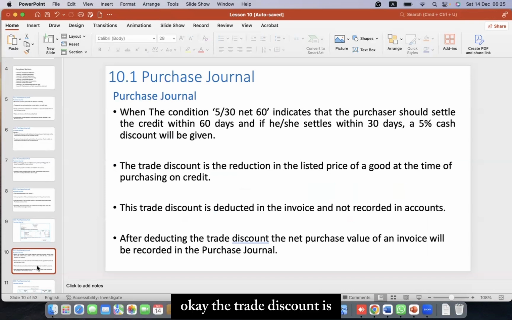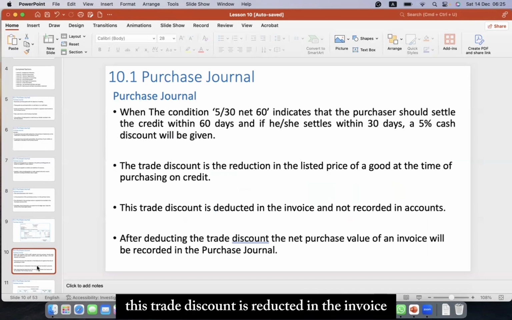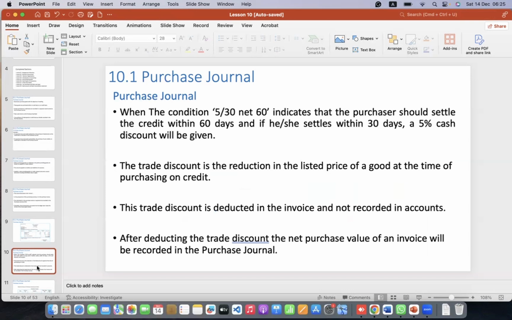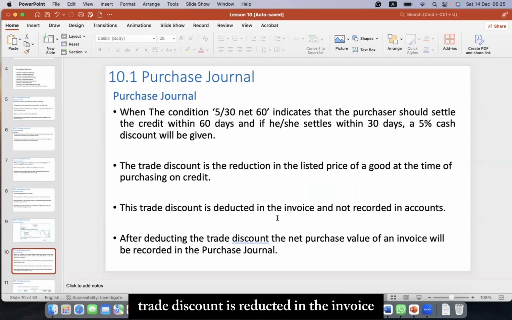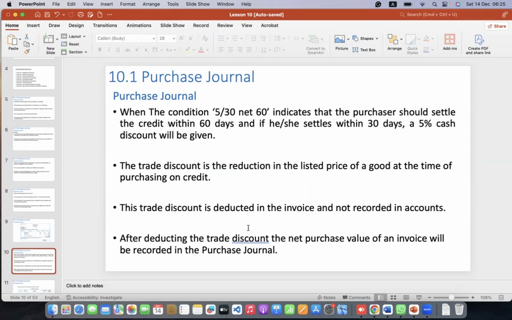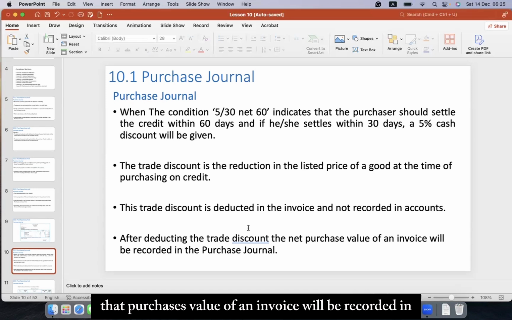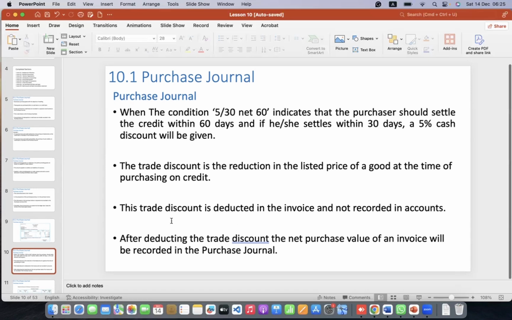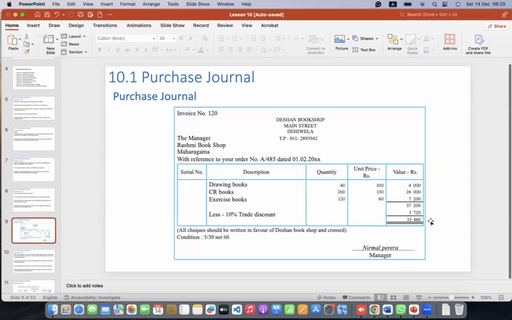The trade discount is the reduction in the listed price of the goods at the time of purchase on credit. This trade discount is deducted in the invoice and not recorded in the accounts. This is important. Then after deducting the trade discount, the net purchases value of an invoice will be recorded in the purchase journal. That is, the value after the trade discount is deducted, this 33,480, is what we record in the purchase journal.